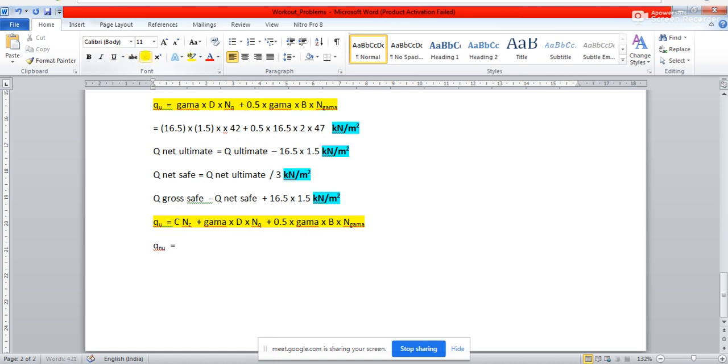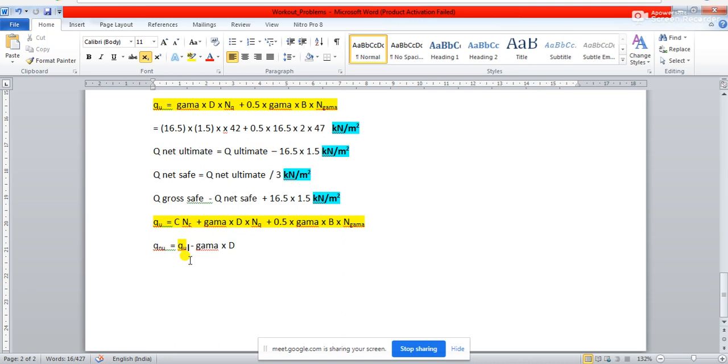Sir, ultimate bearing capacity minus gamma D. Yes, ultimate bearing capacity minus gamma D. So this is my ultimate bearing capacity, and after that I will subtract gamma into D. Now what is the value of ultimate bearing capacity? Ultimate bearing capacity is nothing but this one, cNc plus gamma D Nq plus 0.5 gamma B N gamma.